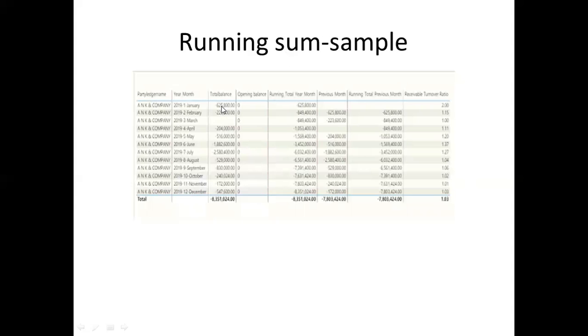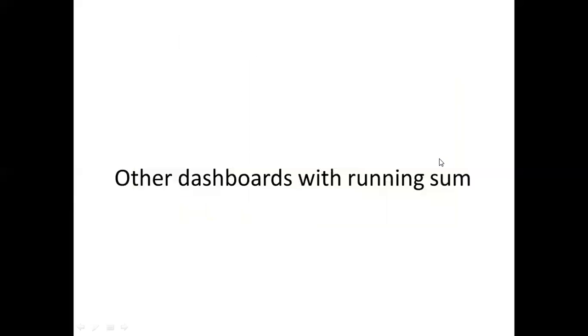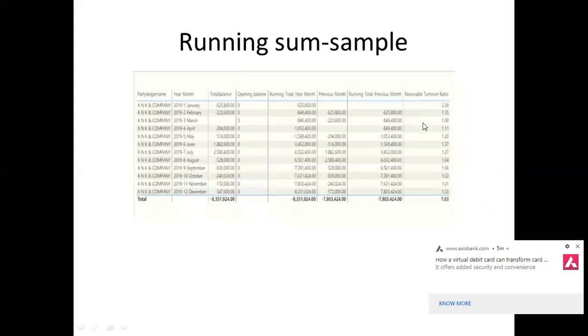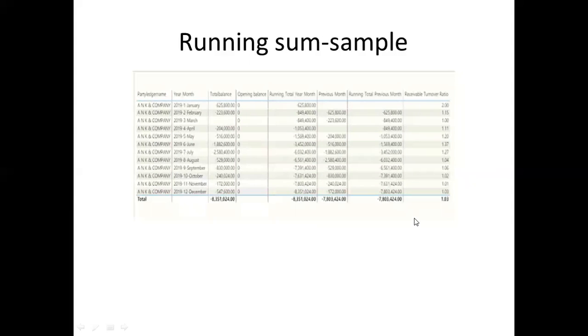So here you can see a running total of 6,25,000, previous month is 6,25,000. Then 6,25,000 plus 2,23,000 is 8,49,000. So this is the running sum which is coming here. These numbers match and this is the previous month. And then based on that, we get the receivable turnover ratio. Thereafter you can say, okay, fine, what is the quality of the customer?